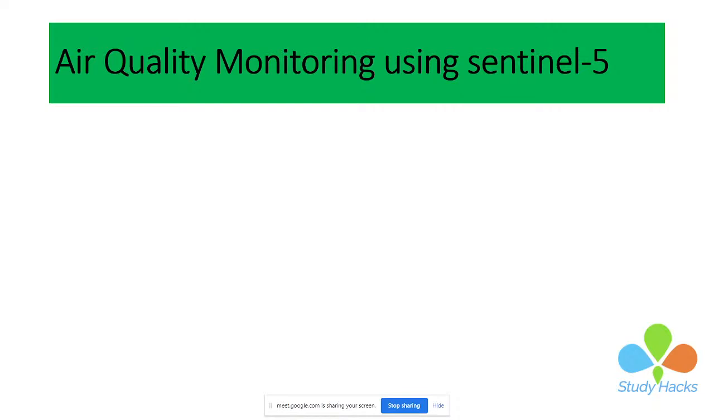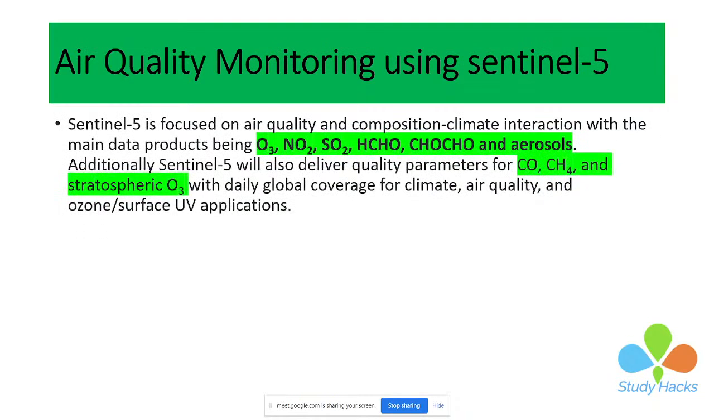Okay, so mainly this Sentinel-5 satellite image is focused on air quality and composition climate interaction, with the main data products being ozone, nitrogen dioxide, sulfur dioxide, formaldehyde, methanol, aerosol, carbon monoxide, and methane. It mainly focuses on all of the gases. So this time I will try to show you that.